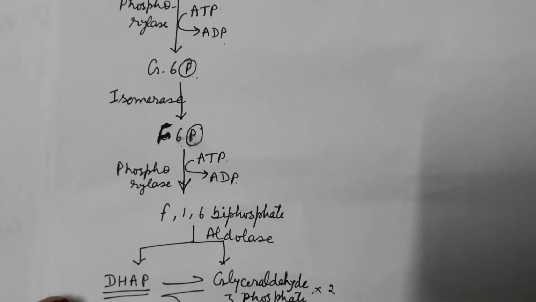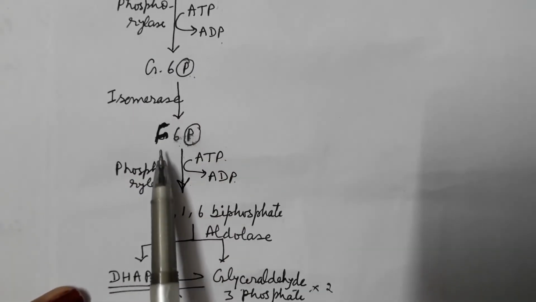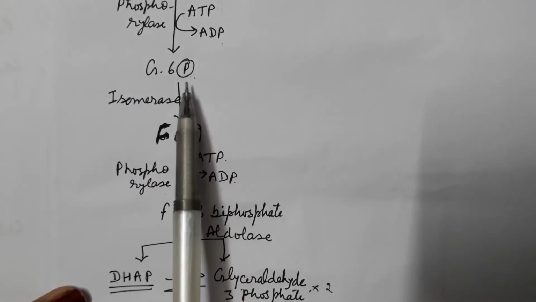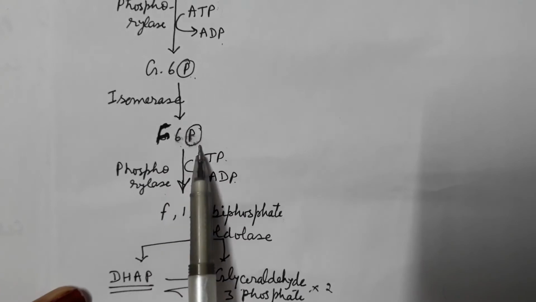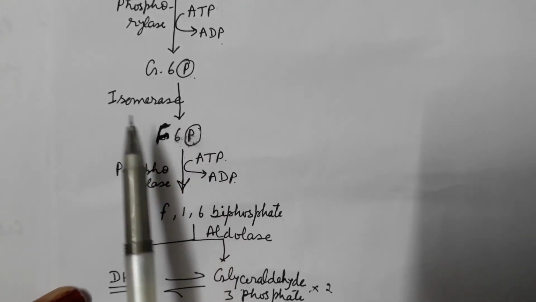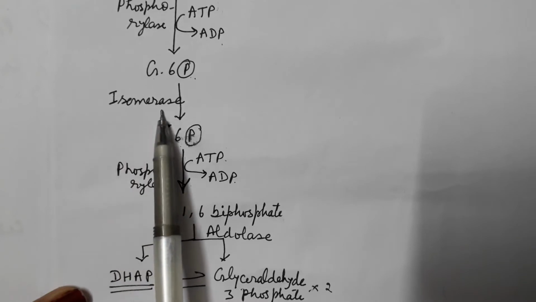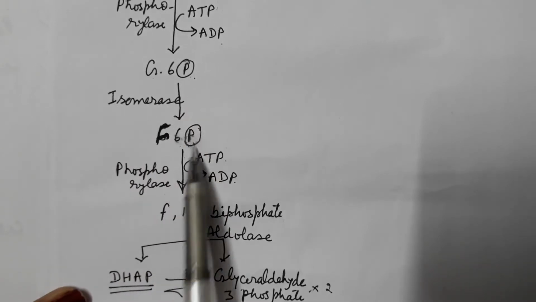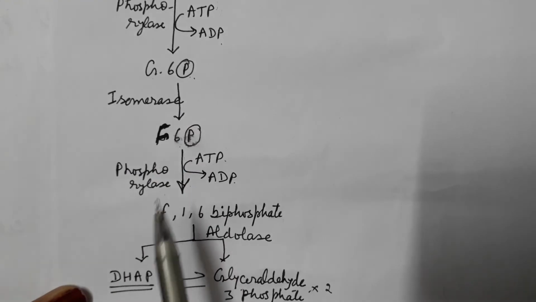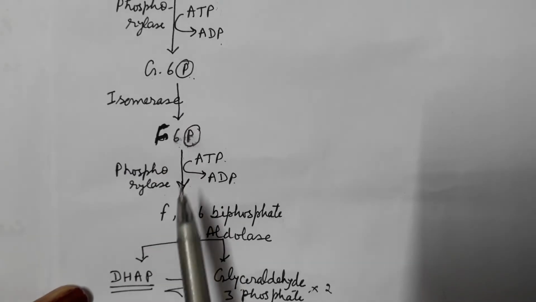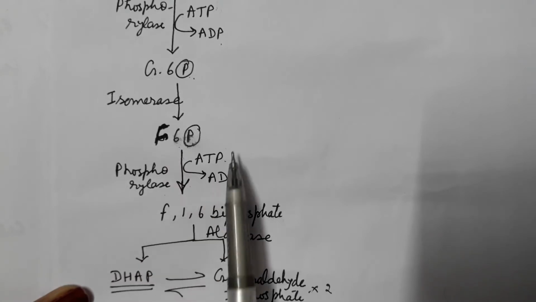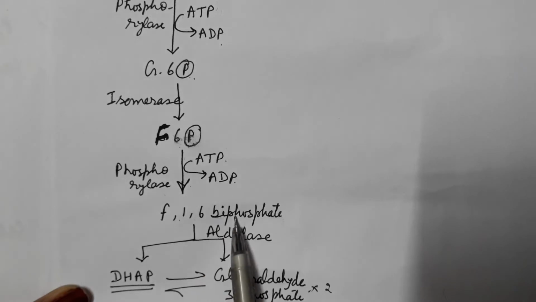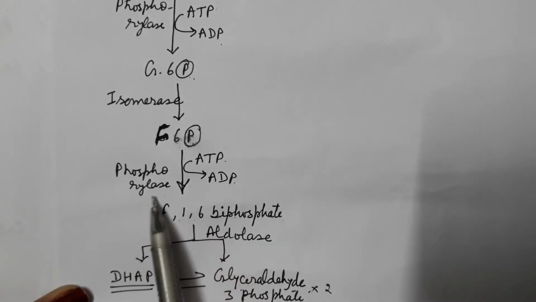In the next step, this glucose 6-phosphate is isomerized into its isomer fructose 6-phosphate. Glucose 6-phosphate and fructose 6-phosphate both are isomers. This step is catalyzed by the enzyme isomerase, and the isomer of glucose 6-phosphate is produced, that is fructose 6-phosphate. In the next step, fructose 6-phosphate gains one molecule of phosphate from ATP and is converted into fructose 1,6-biphosphate in the presence of the enzyme phosphorylase.